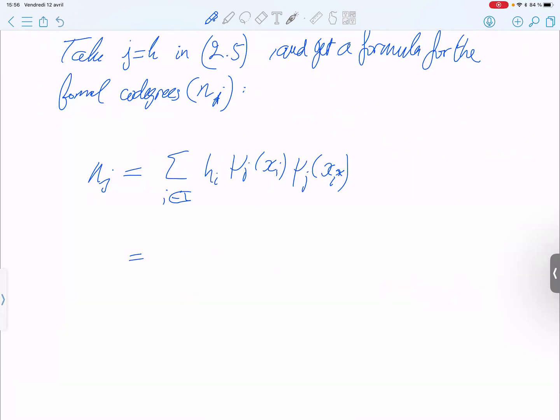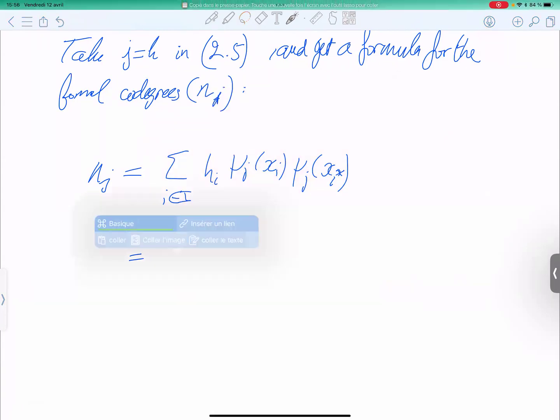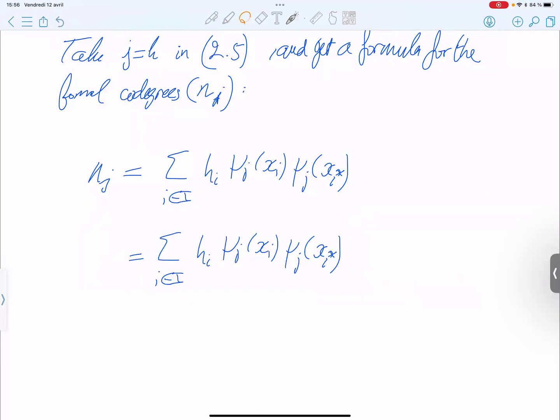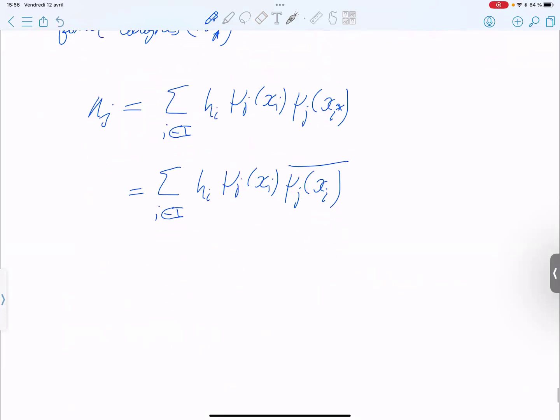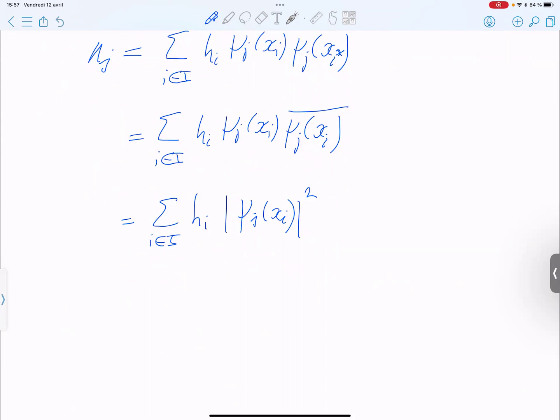okay, let me be smart. Which is, as I said, like that, which is the sum of I in I, h_I, complex modulus of mu_J(x_I). And so this is strictly positive. So you have this formula for the formal codegree.